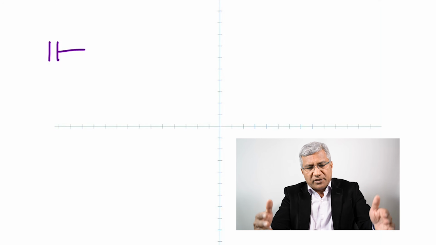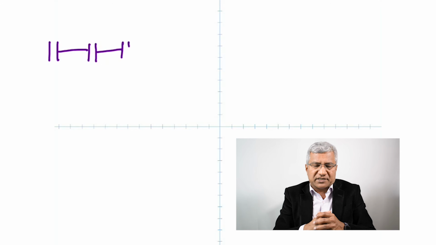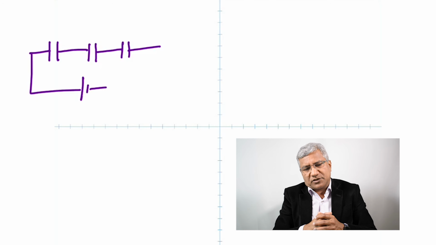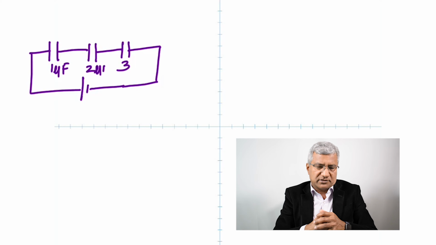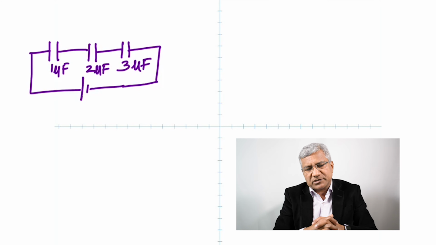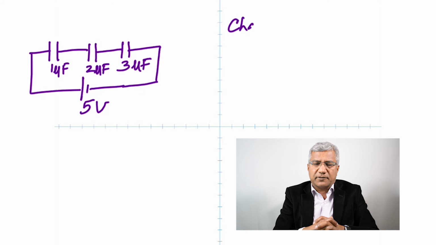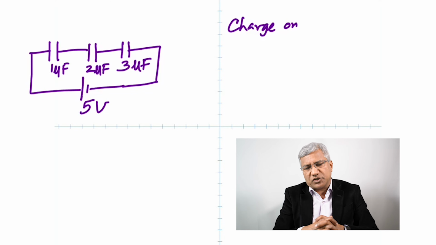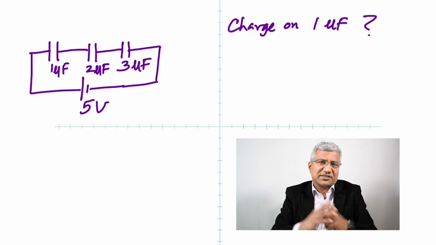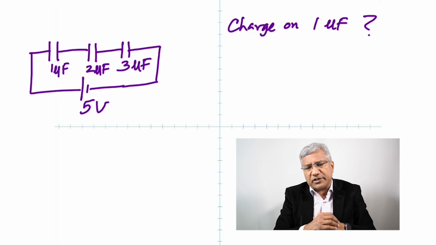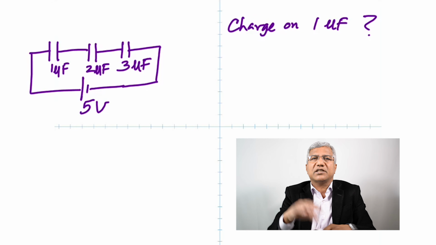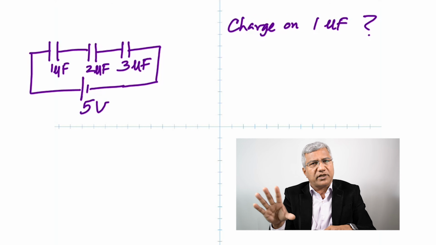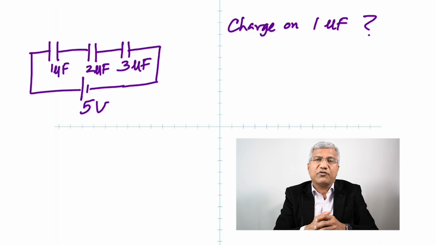Right. So here we have three capacitors connected to a battery, and let's say they're 1, 2, and 3 microfarad. Just made up some numbers. And this is a 5-volt battery. And we want to find the charge on the 1 microfarad capacitor. That's a question. How do you find the charge on the 1 microfarad capacitor? Well, first of all, we know that the charge on the 1, 2, and 3, they will be the same. How do you find that?